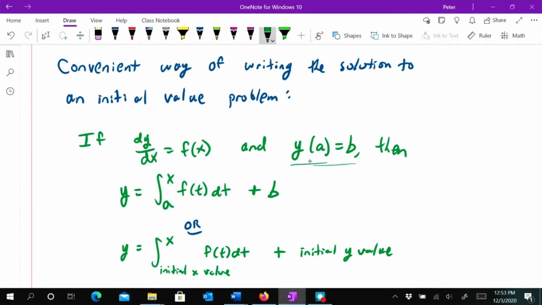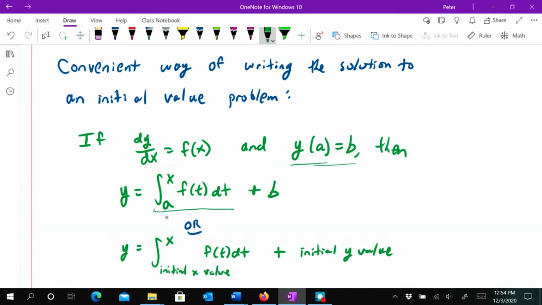Then we can write y as an integral. Write y as the integral from a to x of f of t dt, and then after you calculate that, or after you express that, you add b. The truth is, you're not going to calculate this value. You're simply going to express that part of the function in this form.